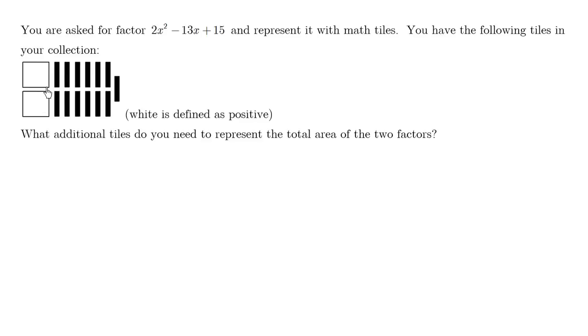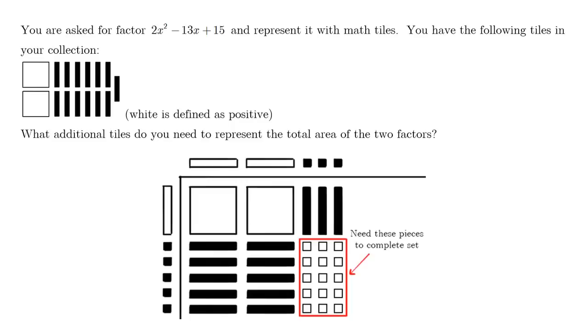We have 2x squared and we have a bunch of negative x tiles. What additional tiles do you need to represent the total area of the two factors? So the key here is to look at this trinomial and factor it. This question is tricky because we're trying to wonder what this question is asking about. The area of the two factors, the factors means the factors of this trinomial, we're going to factor it.